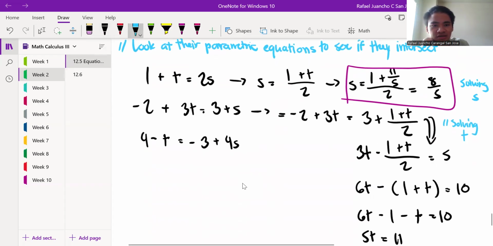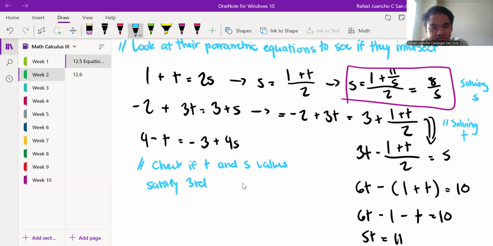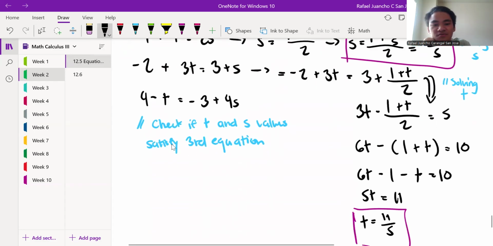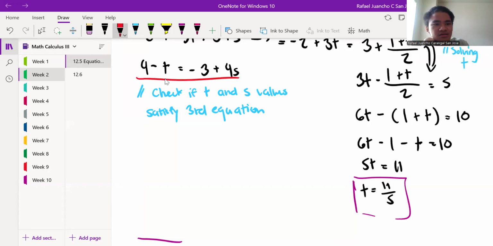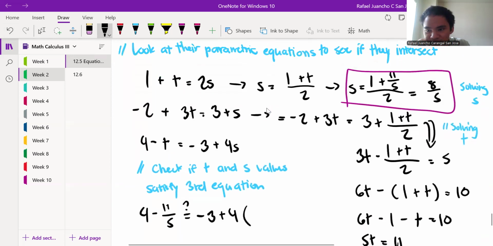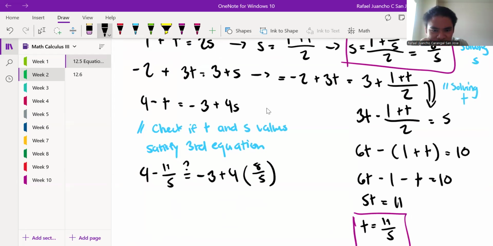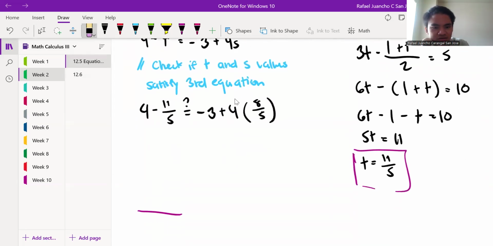And then here I'm going to check if the t and s values satisfy the third equation. So what I'm saying is if I plug in the t and the s that I got from the previous two into here, then I should get the same thing, right? Because it's equal. So we're saying 4 minus 11/5, is it equal to negative 3 plus 4 times my s, 8/5?